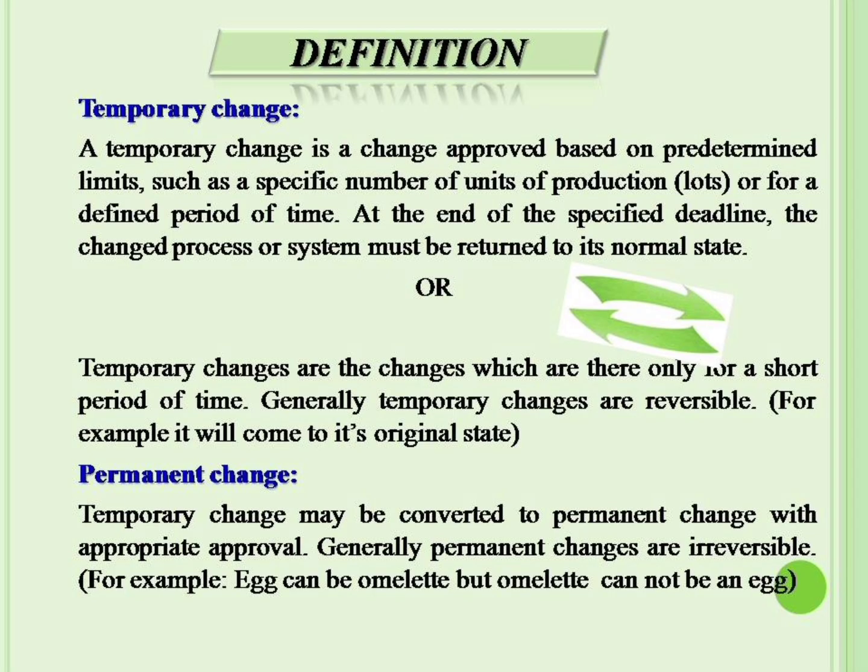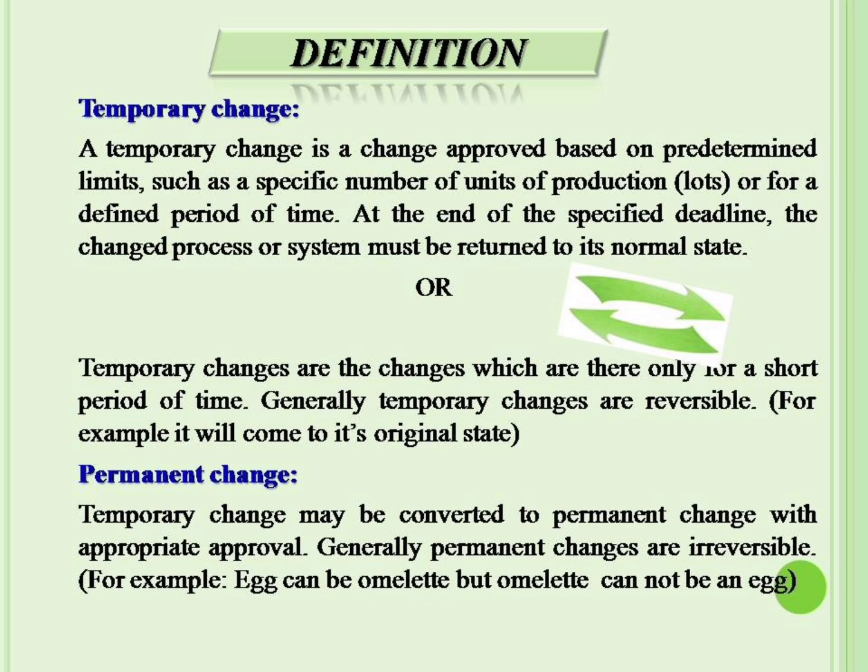Definition of temporary change and permanent change. Coming to the temporary change, a temporary change is a change approved based on predetermined limits such as a specific number of units of production, lots or for a defined period of time. At the end of the specified deadline, the changed process or system must be returned to its normal or original state.